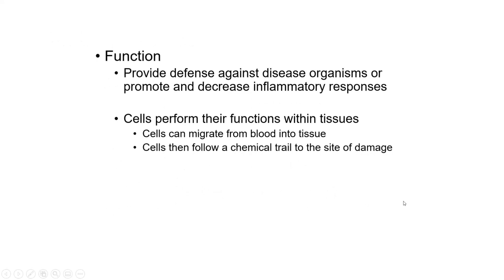So white blood cells function to provide defense against disease organisms and promote and decrease inflammatory responses. They also perform functions within tissues. They can migrate from blood into tissue. Cells then follow a chemical trail to the site of damage. So if you get a cut or you get an infection, the white blood cells are called out to that location to try to help your body heal.